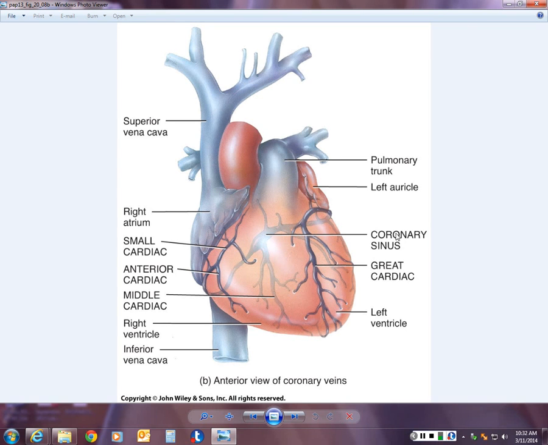That's why I mentioned the anterior interventricular branch to you earlier. A lot of times, if that branch becomes significantly blocked, then you are going to run the possibility of developing or having a myocardial infarction. And by the way, a myocardial infarction is commonly referred to as a heart attack.